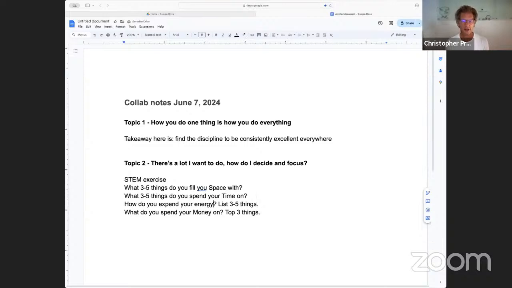Okay, so that's the STEM exercise. You make this list, and then that's step one. And then you look for the things that are common. What is jumping off the page at you? So how do you fill your space?